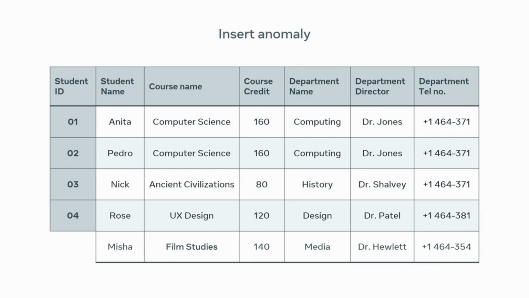And I can't enroll new students without assigning each student an ID. The ID column can't contain empty fields. So I can't insert a new course unless I insert new student data. I've encountered the insert anomaly problem.